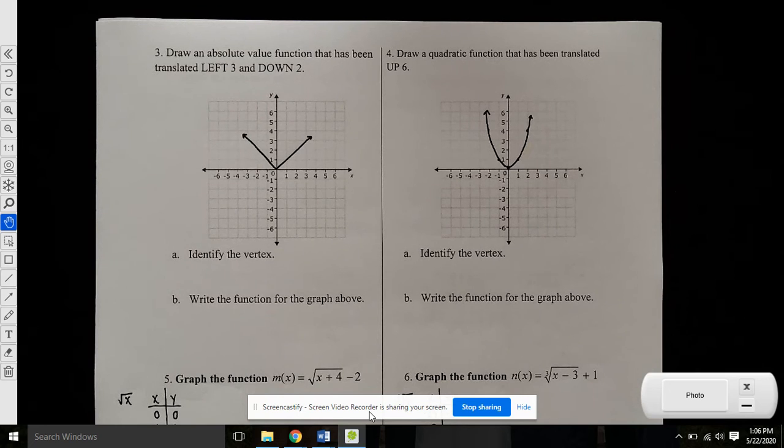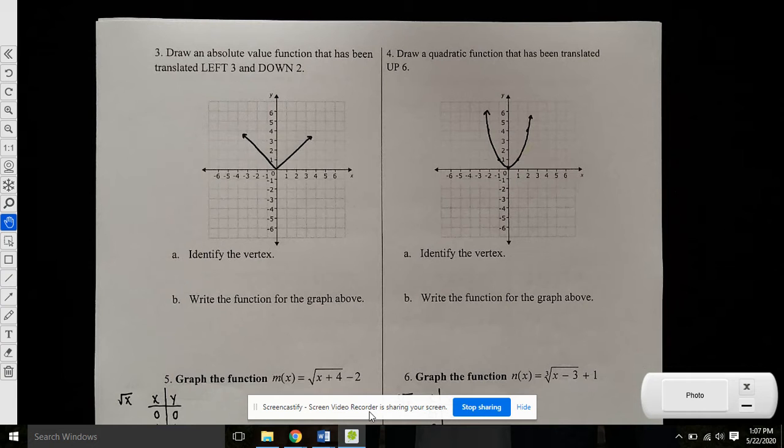Hi guys. So you just watched, hopefully, the video where I talked about translations up, down, left, and right. Those are all rigid transformations. We talked about how if you're moving left and right, that's something that's inside the parentheses with the X. It goes opposite of where you think it's going to go. And then if you're moving something up and down, that's out on the end, and that goes the same way that you think it's going to go.